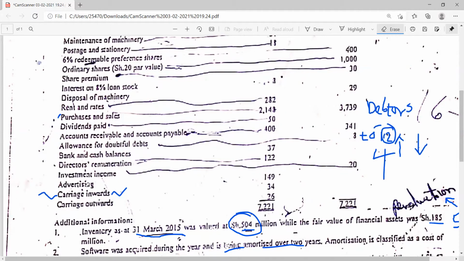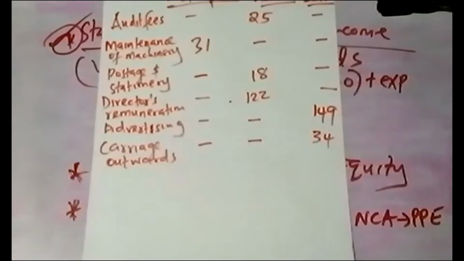Then the last expense is carriage outwards. Carriage outwards is an expense. Customers bought some items in your business and you provided them after sales service. So automatically it goes to the distribution. The way I've explained, customers bought and you gave them after sales services. So obviously it was facilitating your sales.